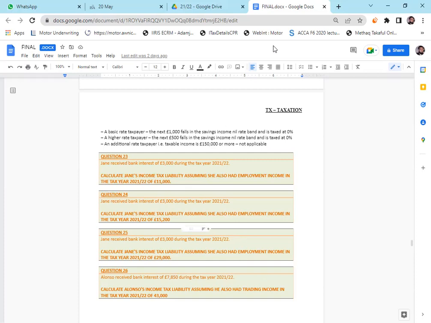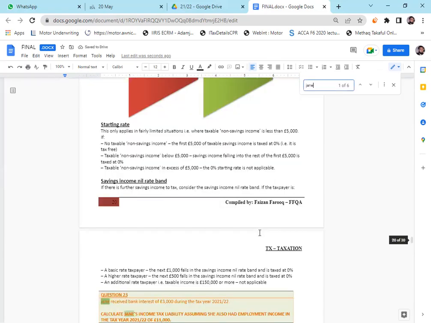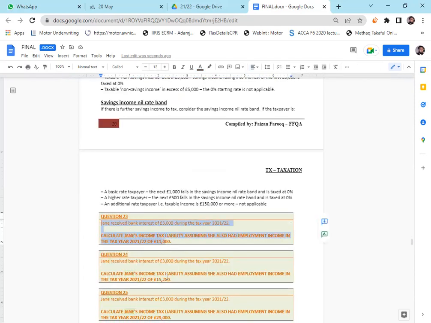So now we do have a small question. Jane received some bank interest from the bank, and she does have other income. Other income means her employment income. Her employment income is also given to us, right? First thing, employment income is a savings or non-saving income? Non-saving income.